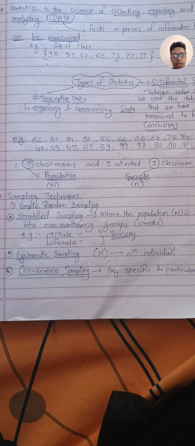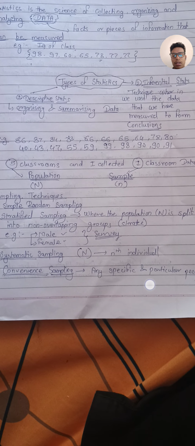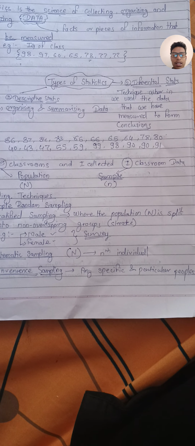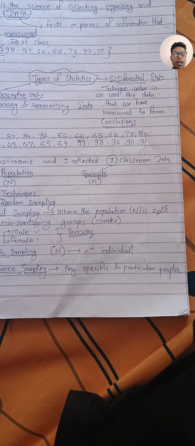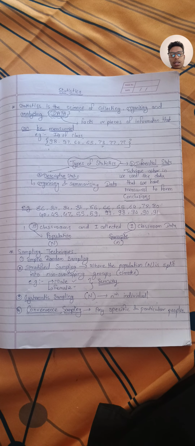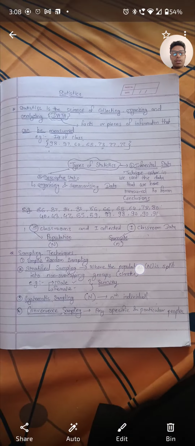Then convenience sampling is another kind of sampling technique. Basically you can choose any specific or particular types of people, and that comes under convenience sampling. So we will move forward.